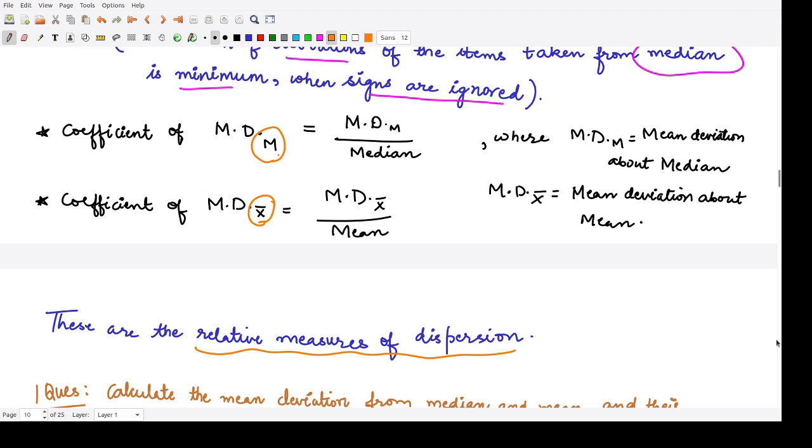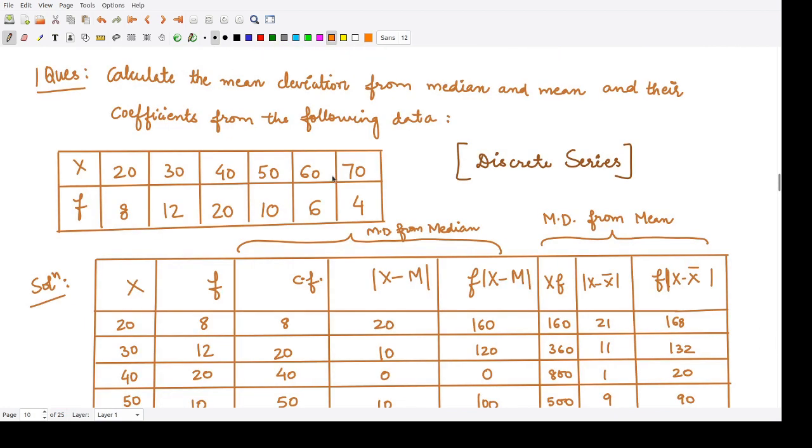So we see the example over here. So suppose the data is given to be the discrete series. That means X is the given data and F represents the frequency of the given data. So now we have to calculate mean deviation from median first, and from mean second, and moreover we have to calculate the coefficients of mean deviation from this data.